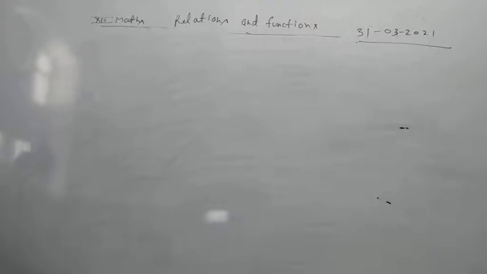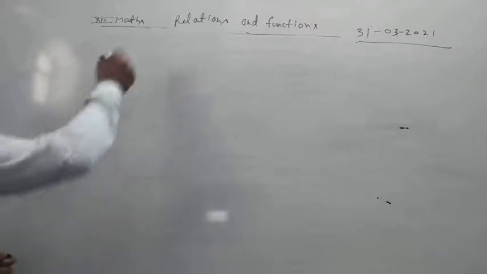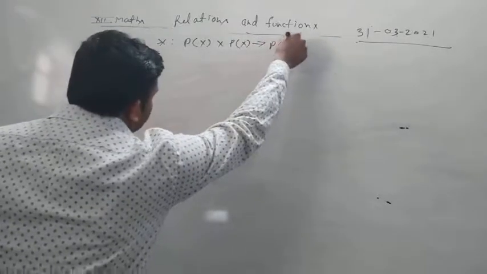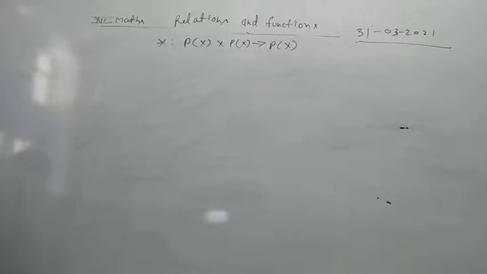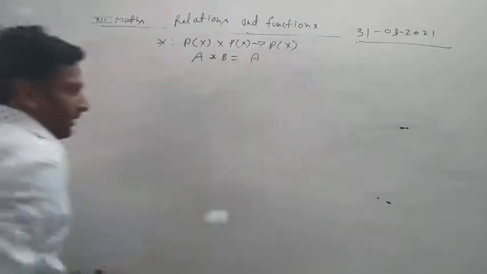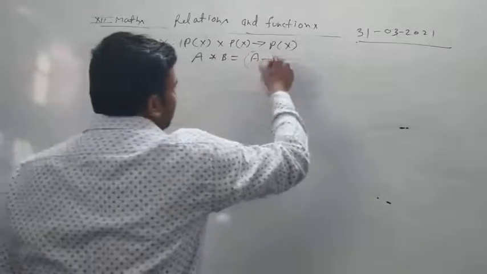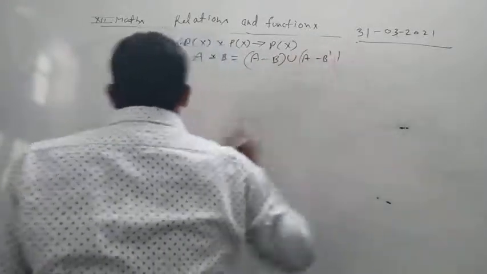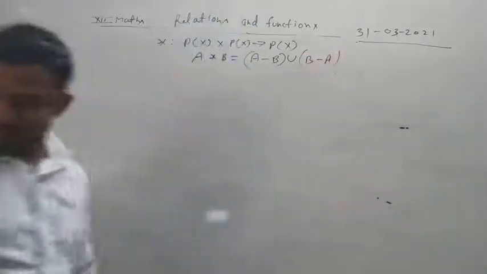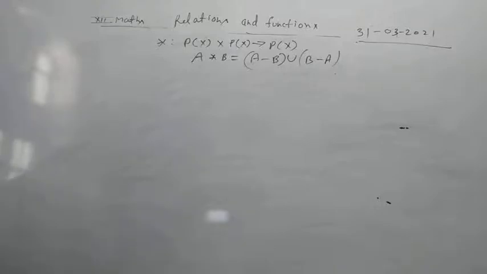Let star from P of X cross P of X to P of X be defined as A star B is equal to (A minus B) union (B minus A), for all A, B belonging to P of X. Then show that phi is the identity element for the operation star, and all the elements of P of X are invertible with A inverse equal to A.